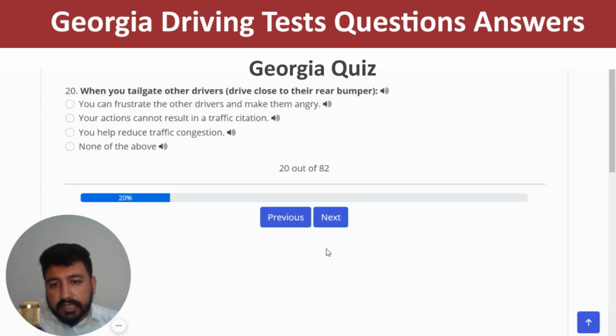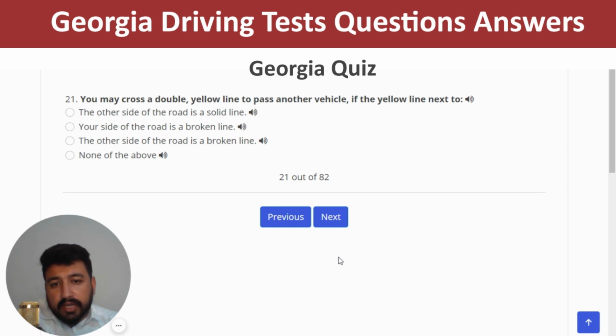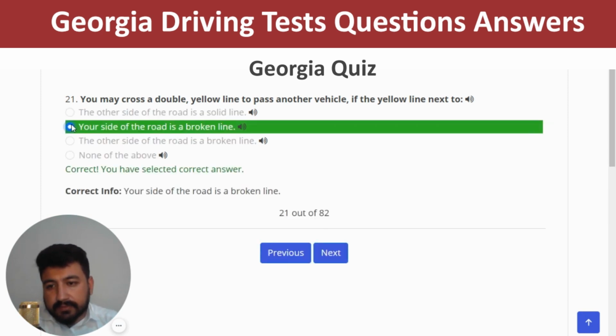When you tailgate, you drive close to the rear bumper of other drivers. The right answer is you can frustrate the other drivers and make them angry. So I'm going to click on the first option, correct, and next. You may cross a double yellow line to pass another vehicle if the yellow line next to your side of the road is a broken line. So second one, right? And next.